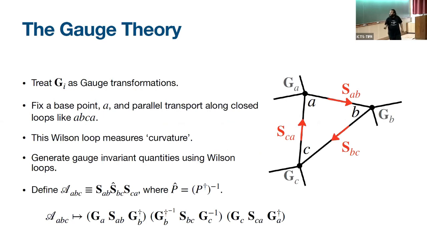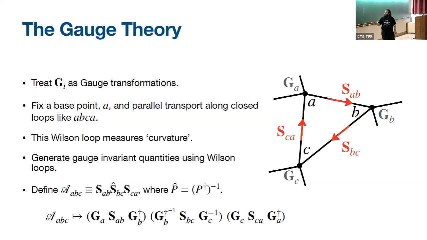So we consider that these gains are actually local gauge transformations, and we make a network of such antennas. So A, B, C here are antennas, and G_A, G_B, G_C are the local gauge transformations, which are the local gains. We choose a base point A, and then we parallel transport along 3-vertex loops, so-called Wilson loops, which effectively measure curvature. And this can be used to generate gauge invariant quantities.